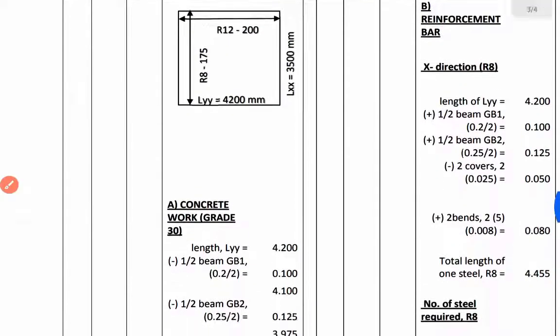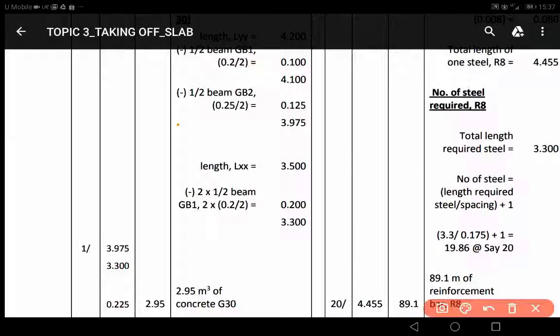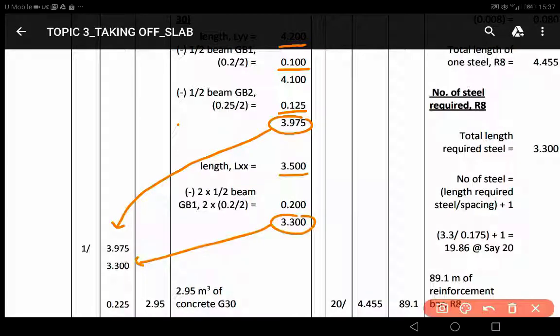So we look at the answer here. For the first one, 4.2 minus half beam minus another half beam, you will get 3.975, so you put it at the dimension column. And for another side, it is 3.5 minus two half beams, because the size of the beam is similar, so you will get 3.3, so you put it here. And this one is basically the depth or the thickness of your slab, so you multiply, you will get 2.95 meter cube of concrete. So this is for the slab.